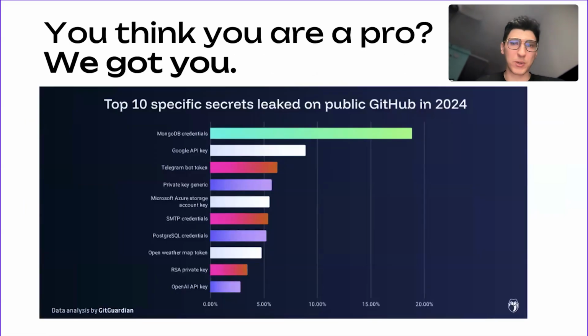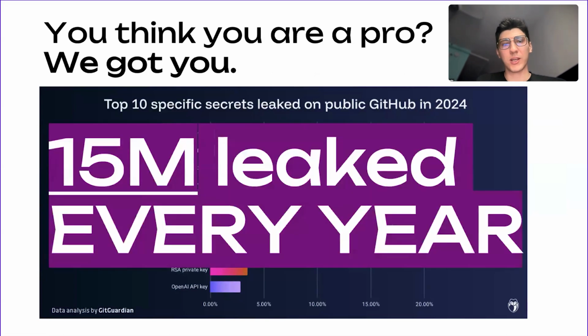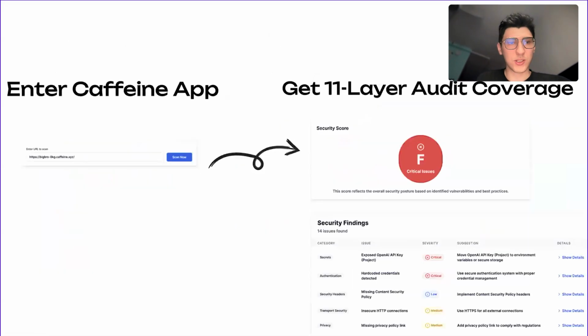And that happens to professional developers. For example, only on GitHub, there are over 10 million credentials leaked every single year, right? Even 15 million, sorry. And that's why I built K. I built it during the hackathon, and it simply takes any Caffeine app link and then makes an 11-layer security audit where it tries to find all exposed credentials from the app.